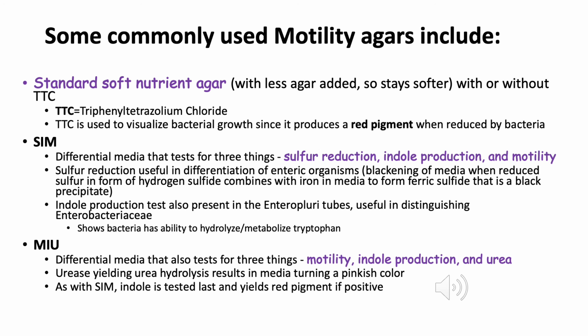The important things to know for those are the three things that they test for. So SIM is a differential media that tests for sulfur reduction, indole production, and motility. And MIU agars are differential media that tests for motility, indole production, and urea.